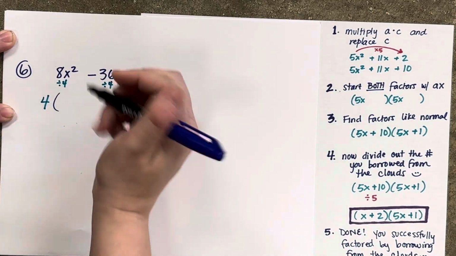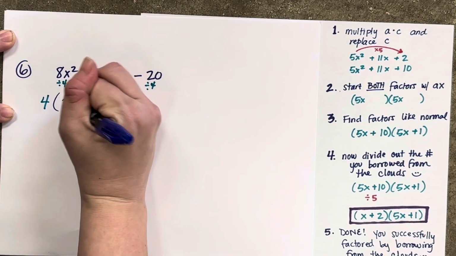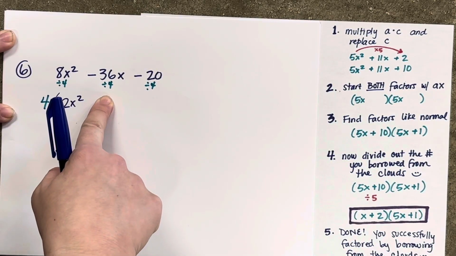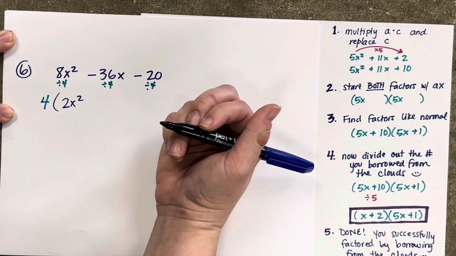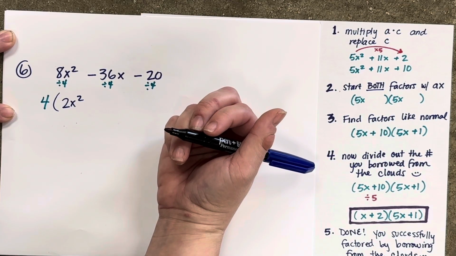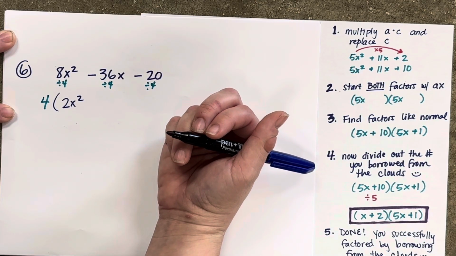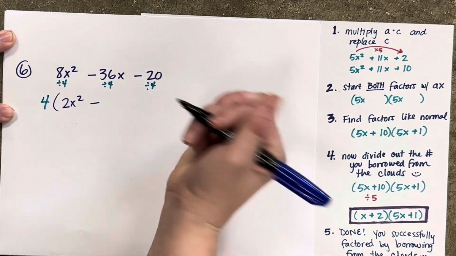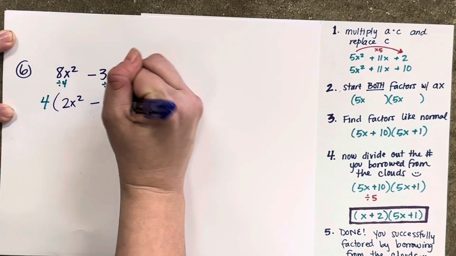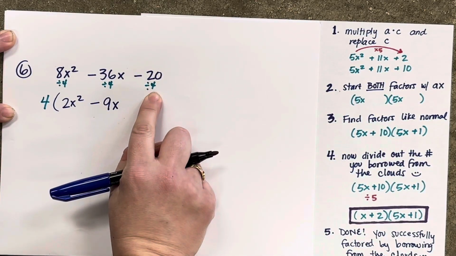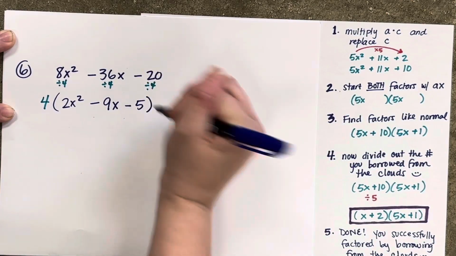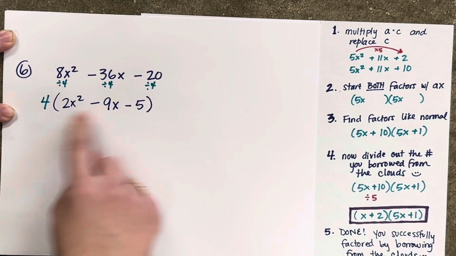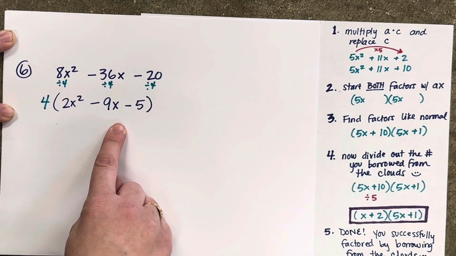So 8 divided by 4 is 2, so I have 2x squared. 36 divided by 4 is 9, okay. I don't know where my brain went. 2x squared minus 9x. And 20 divided by 4 is 5, so minus 5. Okay, so now I'm working with this. I've already pulled out my 4, and now I'm going to further factor down this part, okay?